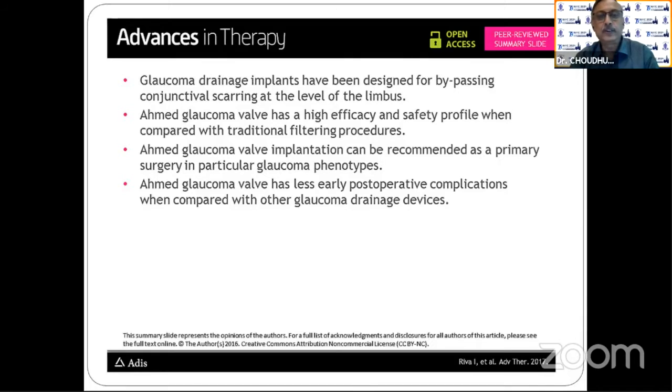Advances in therapy: glaucoma drainage devices have been designed for bypassing the scarring at the level of the limbus. The Ahmed glaucoma valve has a high efficacy and a good safety profile when compared with the other traditional filtering procedures. Ahmed glaucoma valve implantation can be recommended as a primary surgery in particular types of glaucoma phenotypes.